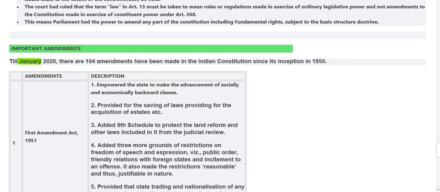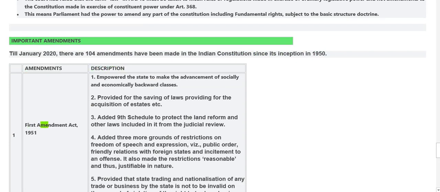Important amendments. Till January 2020, 104 amendments have been made in the Indian Constitution since its inception in 1950. First Amendment Act, 1951. 1. Empowered the state to make provisions for the advancement of socially and economically backward classes. 2. Provided for the saving of laws providing for the acquisition of estates, etc. 3. Added the 9th Schedule to protect the land reform and other laws included in it from judicial review.